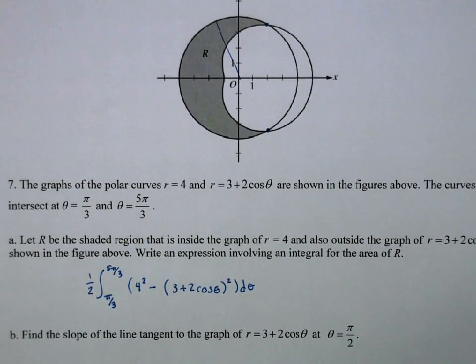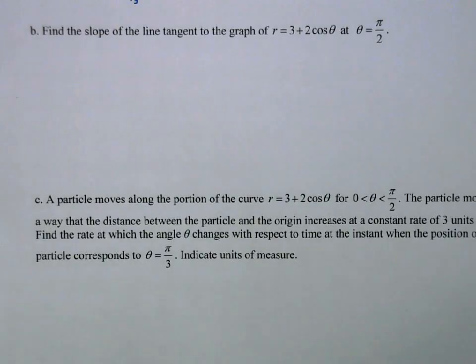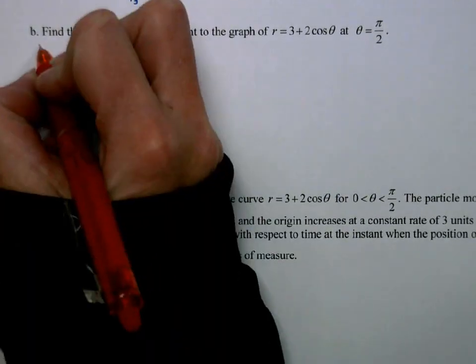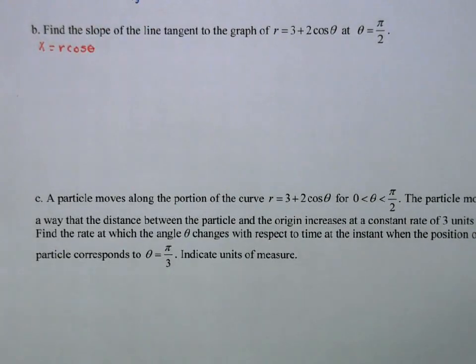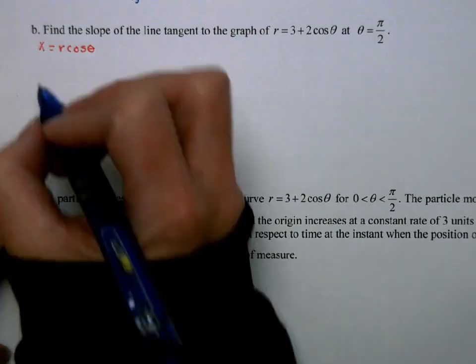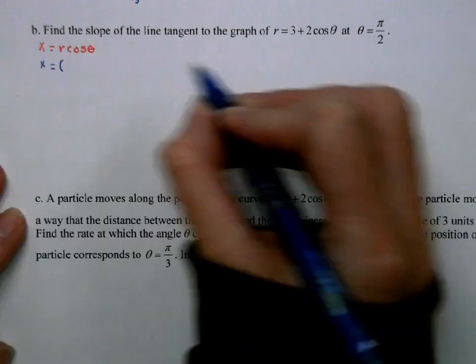Okay. Next, we're going to go back to an old favorite, finding the slope of a tangent line. So in polar, we know that the slope of a tangent line is dy dx. So in polar, we need dy d theta and dx d theta. So I'm going to start by finding an expression for x and y. Okay, so recall x is always r cosine theta. So for our problem, r is 3 plus 2 cosine theta.